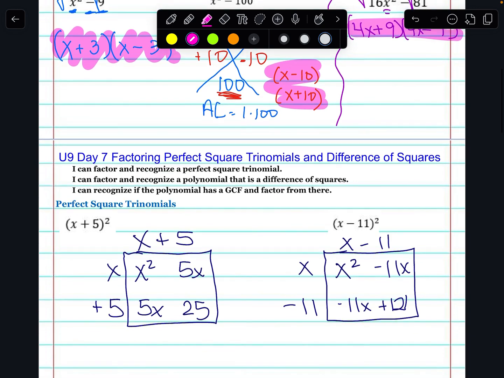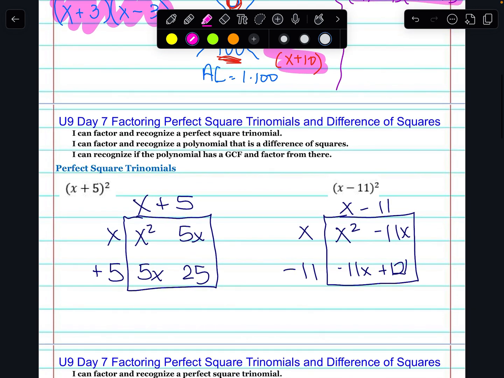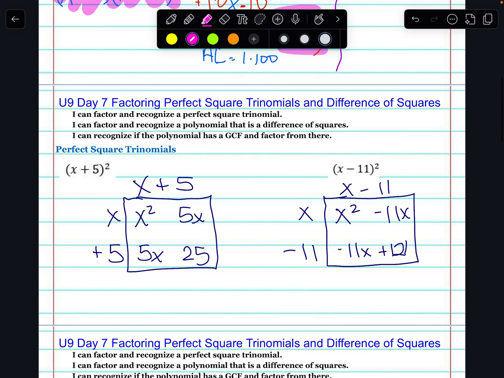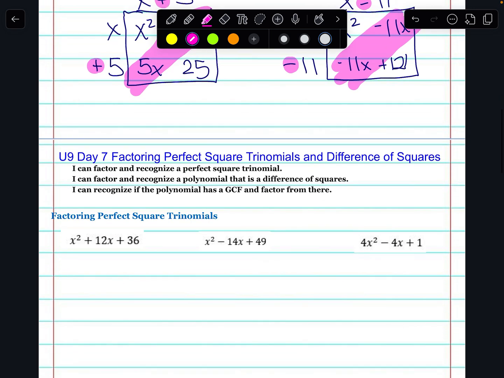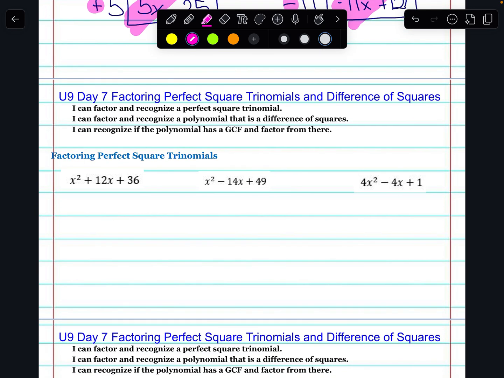Now we have perfect square trinomials, which are similar but just a smidge different. The difference is that they both have the same sign. So notice this has both minuses and this has both pluses. And so what happens is that middle term is doubled. This middle term is doubled. So when we get to these, again, these might be problems that are on your assignment.